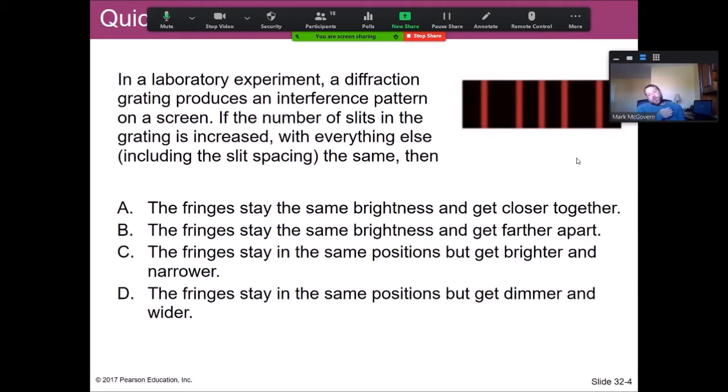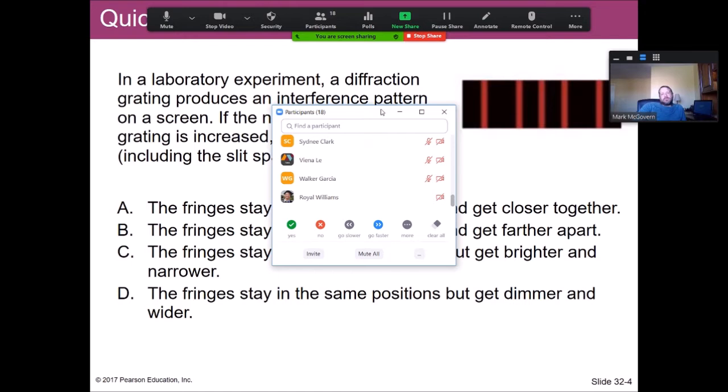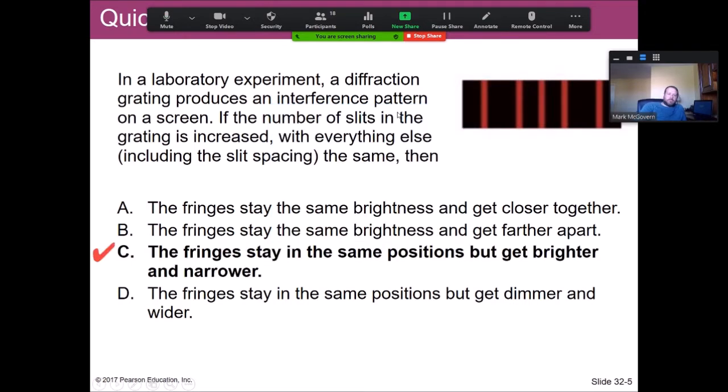All right, let me ask you a question here about this. A diffraction grating produces an interference pattern on a screen. If the number of slits in the grating is increased, with everything else, including slit spacing, the same, what do you think is going to happen? Increase the number of slits, brighter fringes.